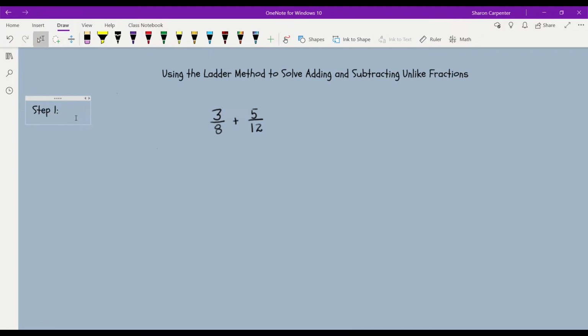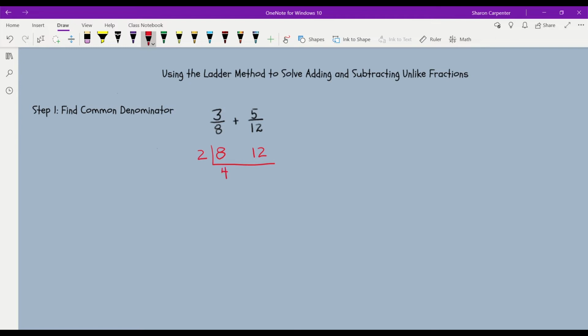Step 1. Find the least common denominator. This is the same as finding the least common multiple. We're going to use the ladder method. Write our denominators 8 and 12 and find the least common multiple, which is now the least common denominator. As always, we're going to start with 2.